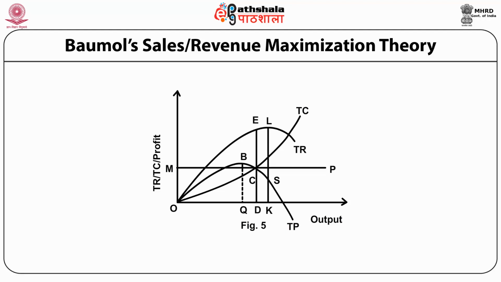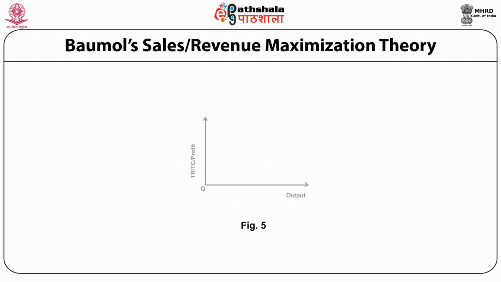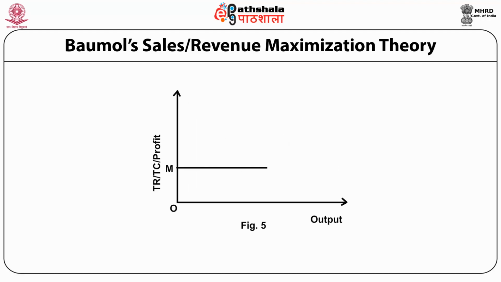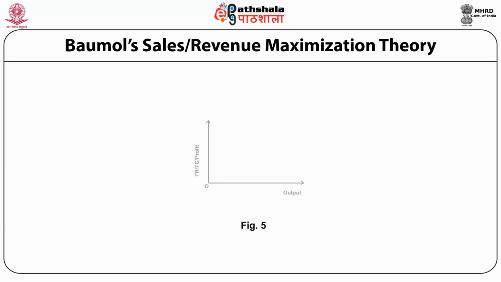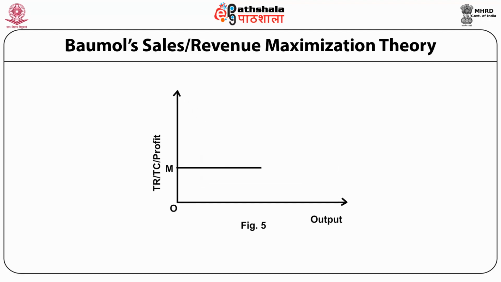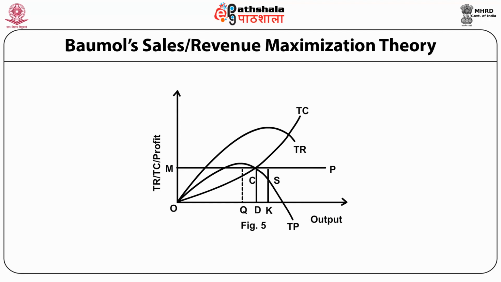But here, the profit constraint needs to be considered. The profit has to take the level where minimum profits are covered. Thus, the level of OK output will not provide maximum sales. OD level of output is the optimal point, where minimum profits DC are consistent with total revenue DE. Therefore, profit maximization output is smaller than sales maximization output, while the price is higher than under sales maximization.